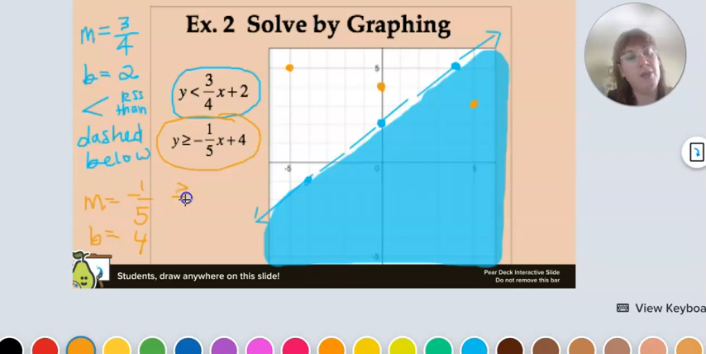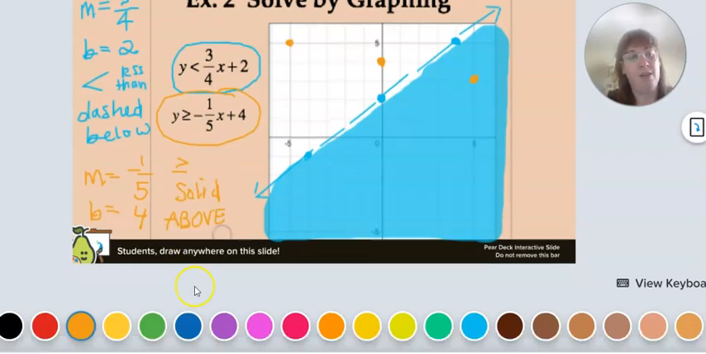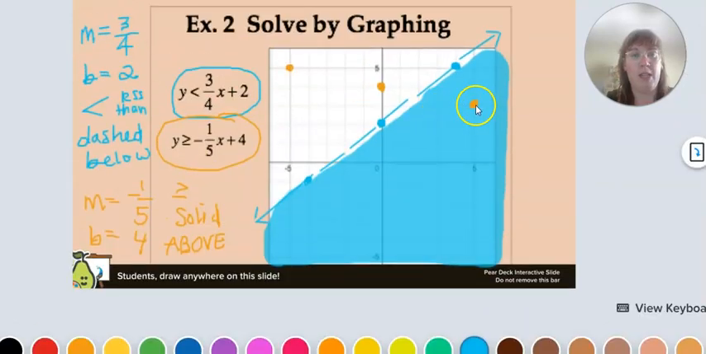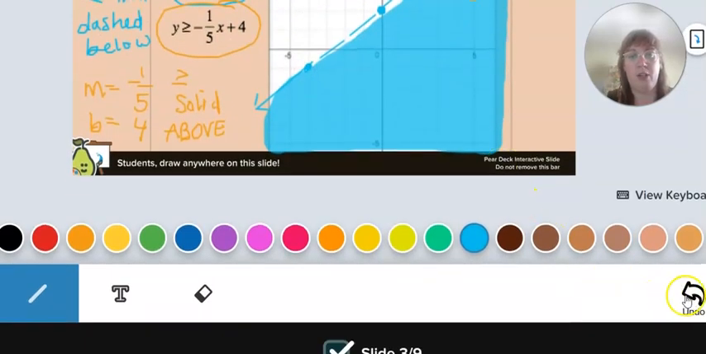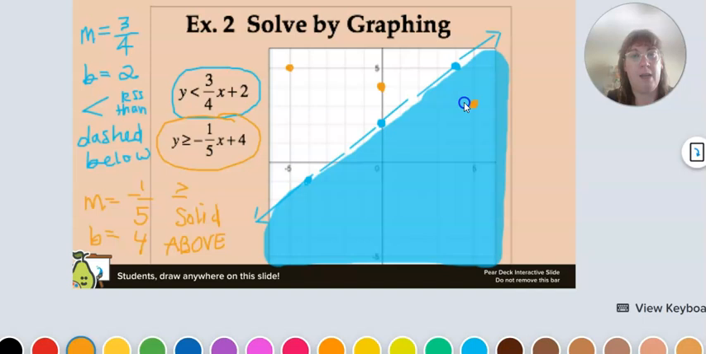It is greater than or equal to, so this is going to be a solid line, and we're going to shade above. So I'm going to grab my line tool, and oops, I want to change my color. And I'm going to make it solid.